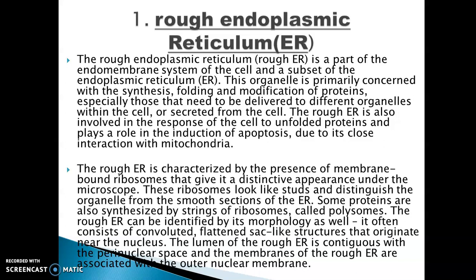The rough ER can be identified by its morphology. As well, it often consists of convoluted flattened sacs, like the structures that originate near the nucleus. So the lumen of the rough ER is contiguous with the perinuclear space, and the membranes of the rough ER are associated with the outer nuclear membrane. So that is the rough endoplasmic reticulum.